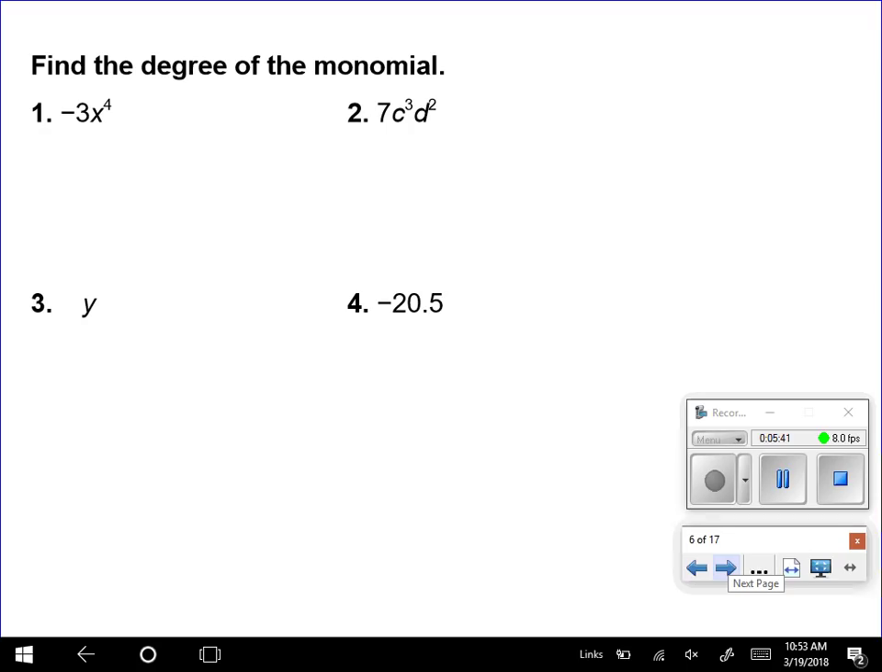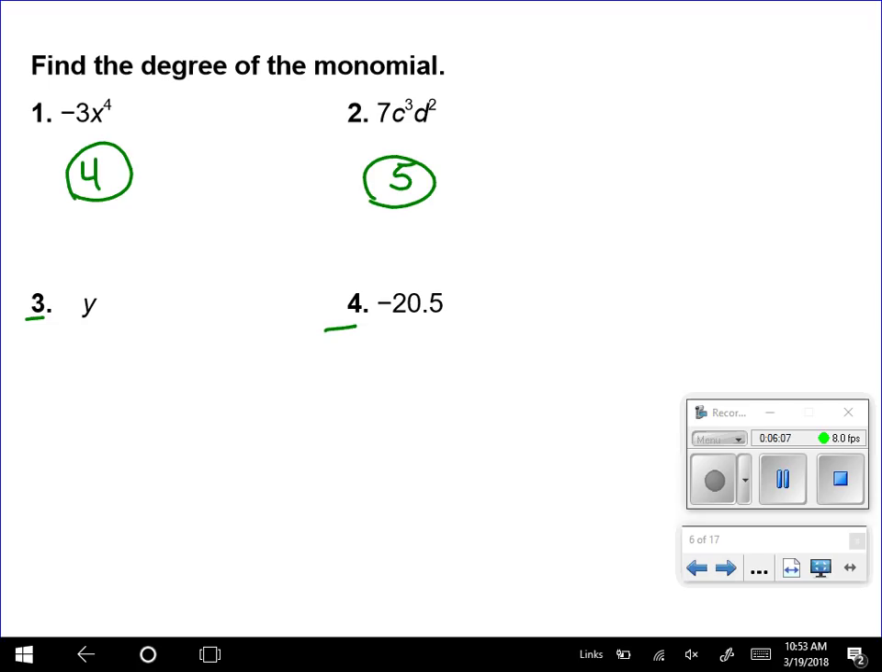For number 1, the constant doesn't have a degree, but your x to the 4, so 4 would be your degree. The constant doesn't have a degree, your c and your d do. You're going to add them together, you get 5. So try 3 and 4 on your own. Hopefully those will be pretty easy.